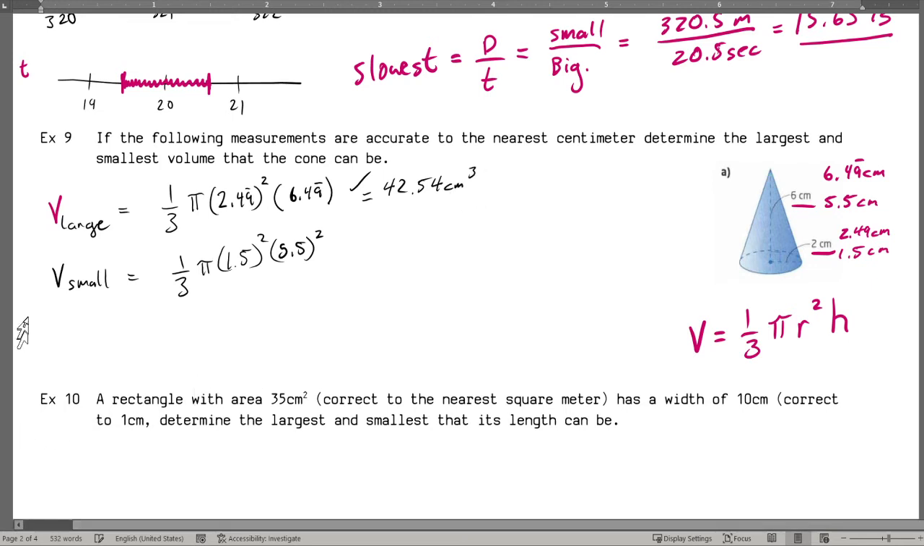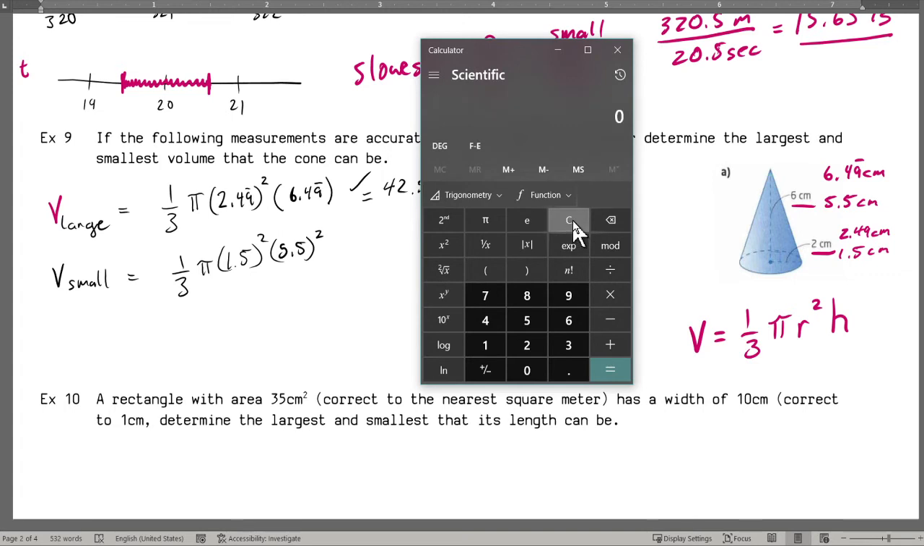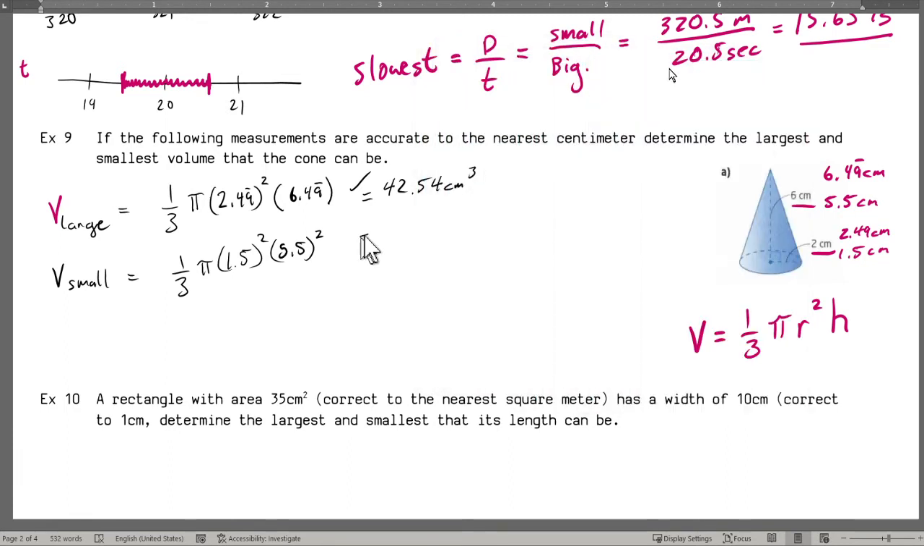Cubic centimeters. And then the same thing for here. Might as well just go for the whole thing. Pi times 1.5 times 1.5 times 5.5 equals 38.3. Take the whole thing and divide by 3. 12.95. 12.95 centimeters cubed. Wow, that's a pretty intense discrepancy.